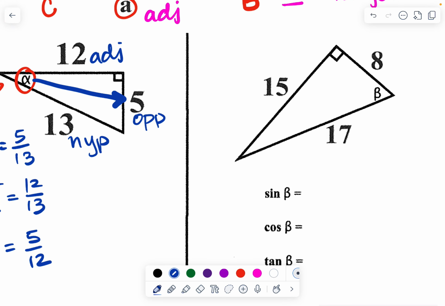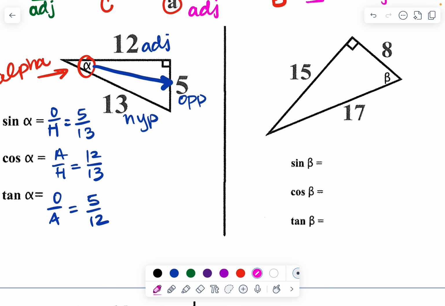Try this next one right here. So again, here's my unknown angle. So therefore, this is the opposite side. Where's the hypotenuse? Hopefully you said it was 17, the hypotenuse, and here's our adjacent. So from here, how do we look for sine, cosine, and tangent? Opposite over hypotenuse, adjacent over hypotenuse, and opposite over adjacent. Go ahead and fill those in. Push pause.